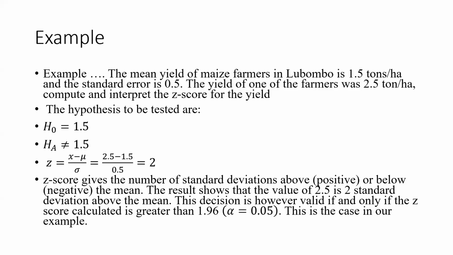In terms of interpretation, the Z-score gives the number of standard deviations above or below the mean. So the results show that the value, like in our own situation, the value of 2.5 is 2 standard deviations above the mean. That is how to interpret it. So this decision is however valid if and only if the Z-score is greater than 1.96. So when you have calculated your Z-score, you are not too sure whether it is still valid or not valid. So you have to look at the Z table.